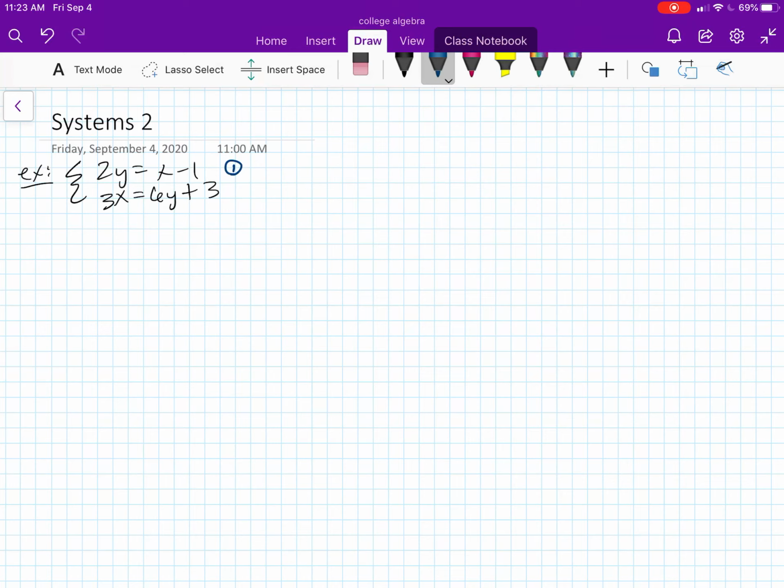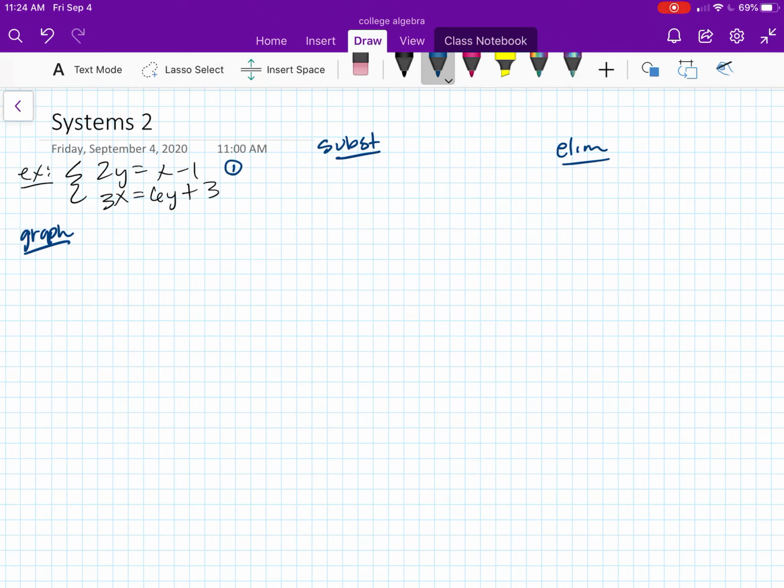We could graph it. We could graph to solve. We could use substitution to solve. Or we could use the elimination or addition method to solve. Okay, each of these have benefits. Each of them has pros. Each has cons as well. So because I'm going to graph it as well, let's go in and solve for y.